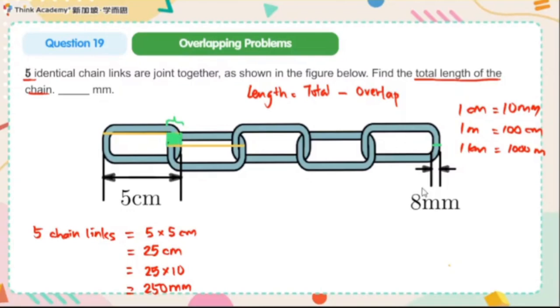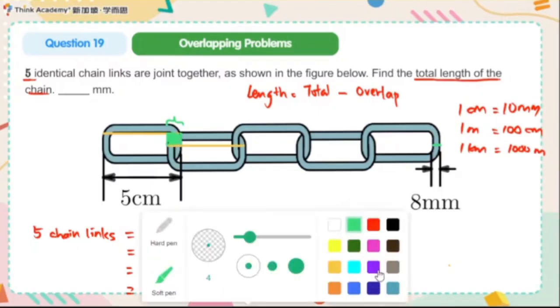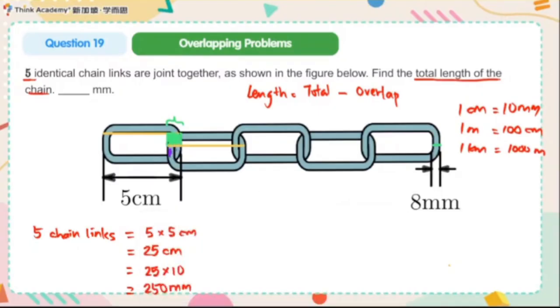Now, the question gave that the thickness of 1 chain link is 8 millimeters. Does that mean each overlapping part is 8 millimeters thick? Now look carefully. The overlapping part consists of 1, let me use a different color, 1, 2 thicknesses of the chain links, which means each overlapping part is not just 8 millimeters, but 8 plus 8 equals 16 millimeters. All right, 8 plus 8 equals 16 millimeters. So with that, that is the length for 1 overlapping part.